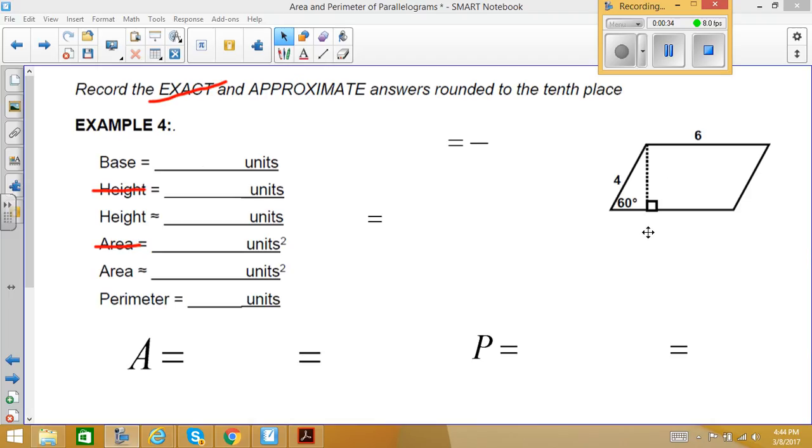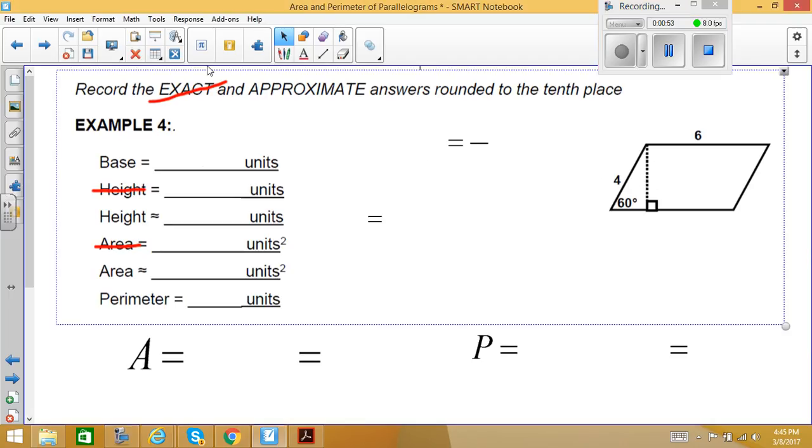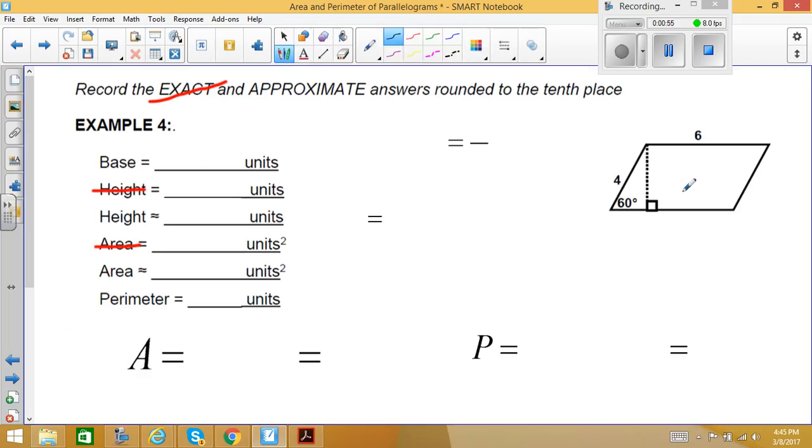So in this one you can see we've got the two sides here, but we do not have the height. But in here we have a 30, 60, 90 triangle, but I'm going to show you how you do it with trig again. We're going to set up a trig equation to solve for this missing height. So let's mark that height h. We're looking for this side, the height of this parallelogram.